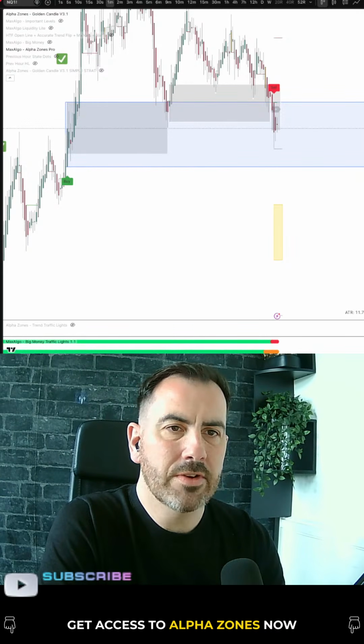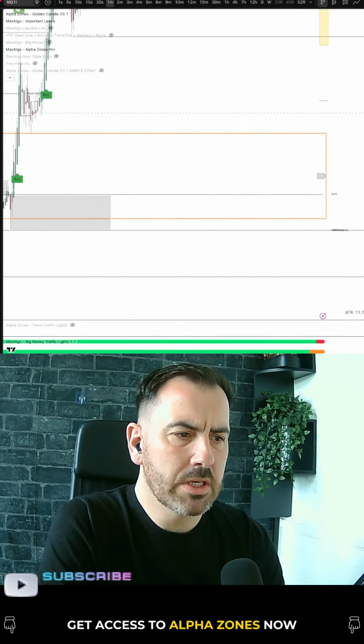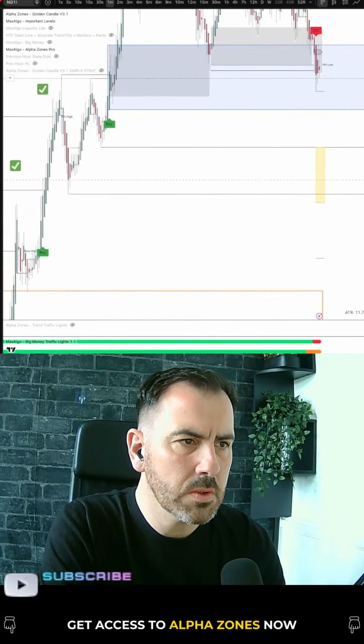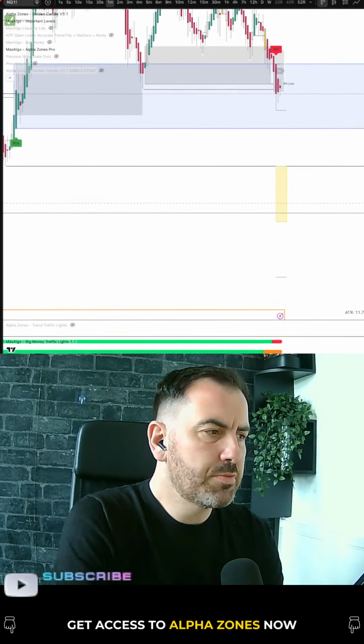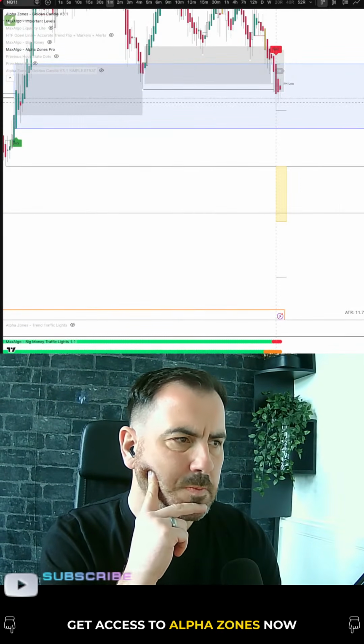It wouldn't be the worst thing if it comes below, to be fair. Might come to the daily. We've got plenty of liquidity below and our Q gap, so we just need some structure in it to give us an entry, because we can't take this one. Well, I can't.